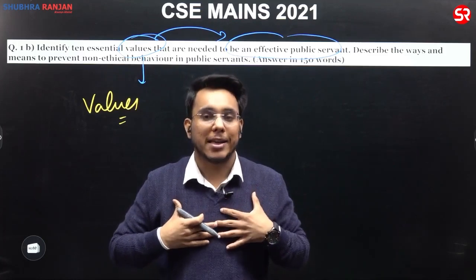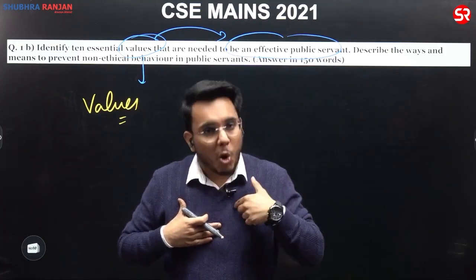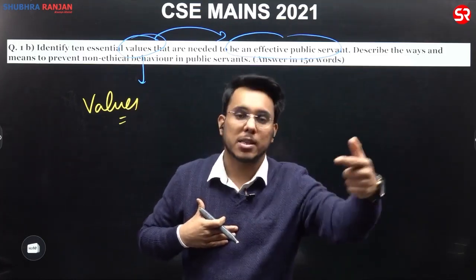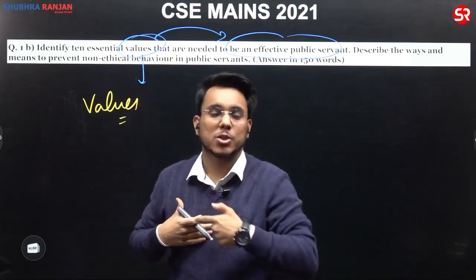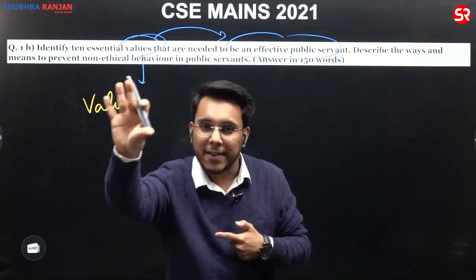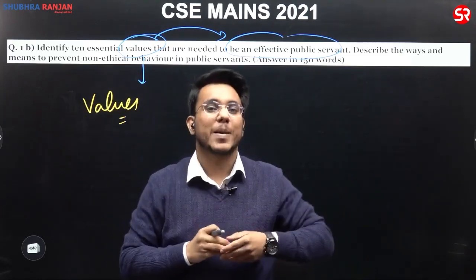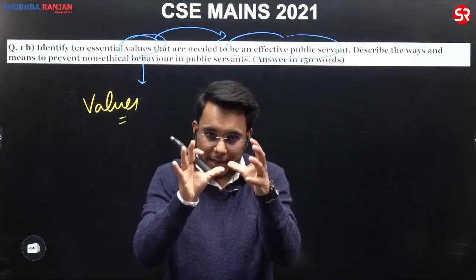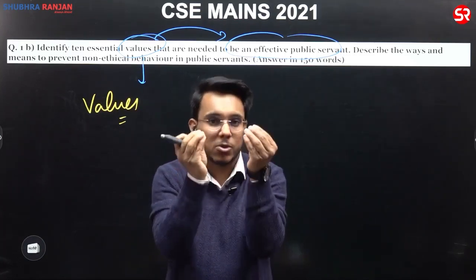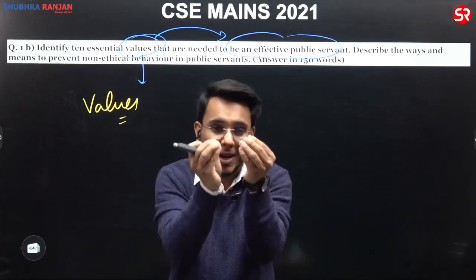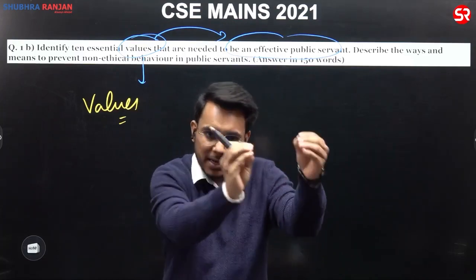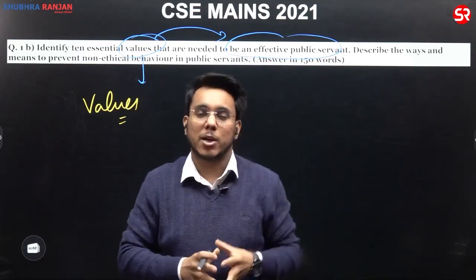Suppose I have the value of honesty. Fine. So obviously, I will appreciate honest behaviors. Let's say a person is doing dishonest behavior. I will see that, and I will not appreciate it. Why? Because it does not correspond to my value system. So the values are simply the yardsticks or parameters which help you assess the desirability of any action, any choice, any behavior.